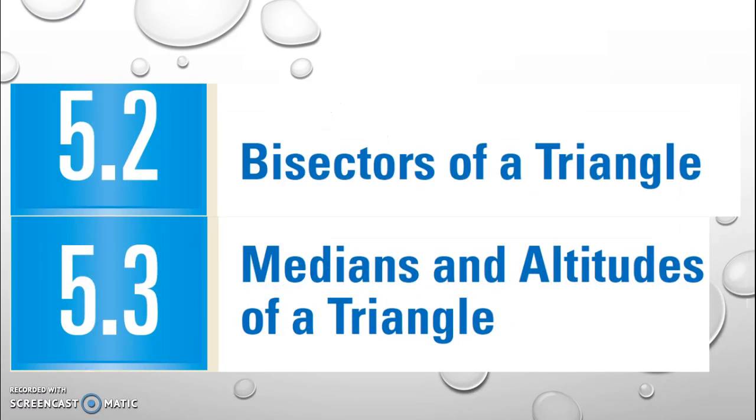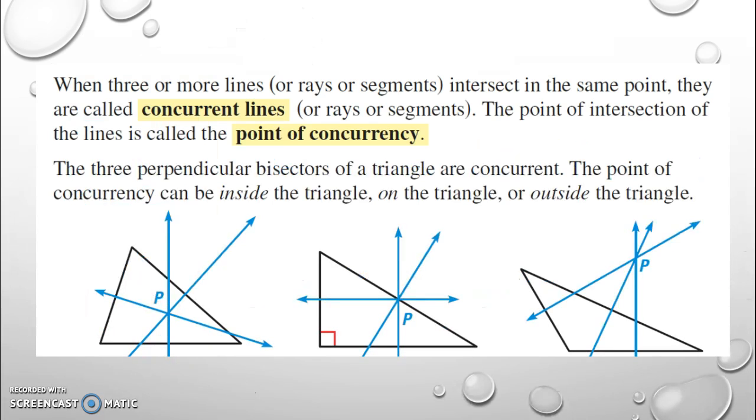So in the next section we're talking about some other important segments in a triangle. First we're going to talk about what it means for something to be concurrent. That's when three or more lines intersect at the same point. Throughout this section we're going to talk about points of concurrency, and that's just saying, for that specific segment that we're talking about, what is the name of the place where all three of those lines intersect.